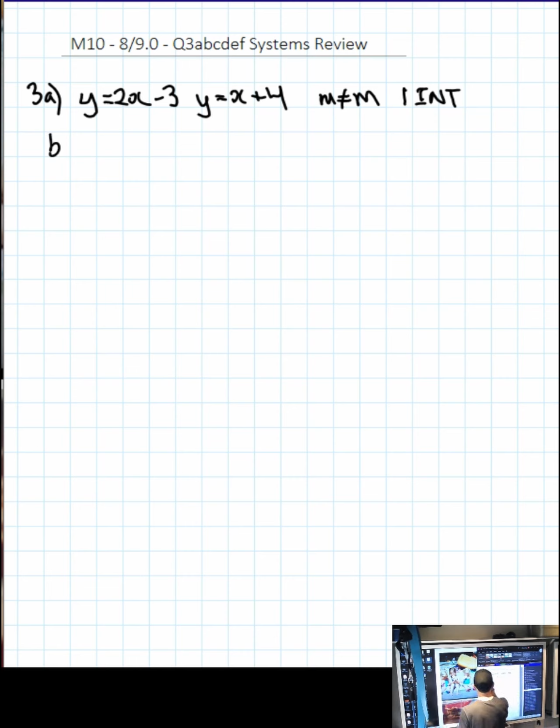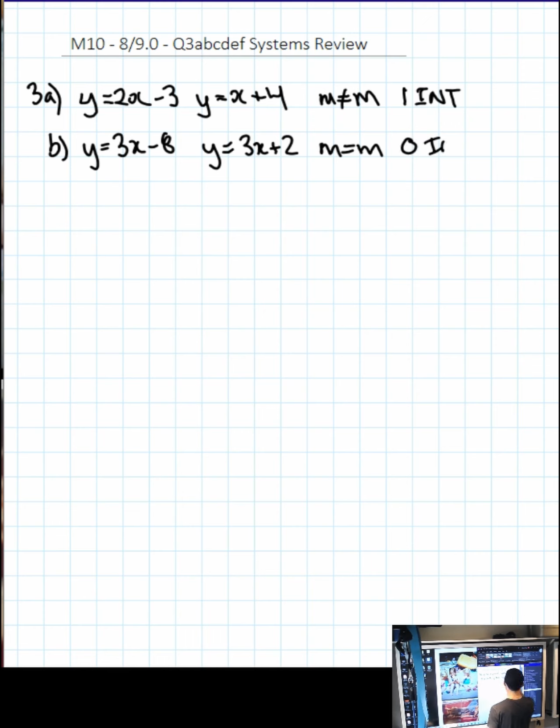Okay, B, y = 3x - 8. Again, y = 3x + 2. So this time we have the same slope, but different y-intercepts, therefore 0 intersections. Again, remember from question number 1, if we have the same slope, but different y-intercepts, these lines are parallel, and we have 0 intersections.